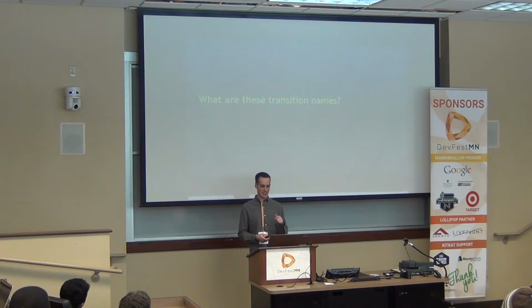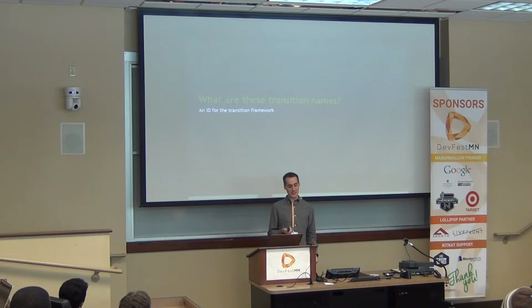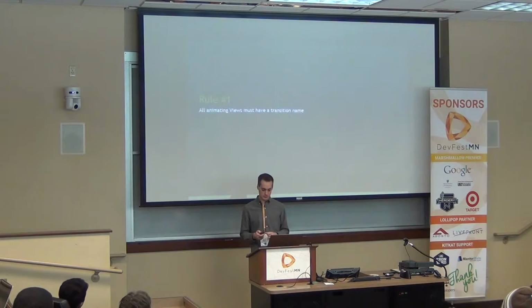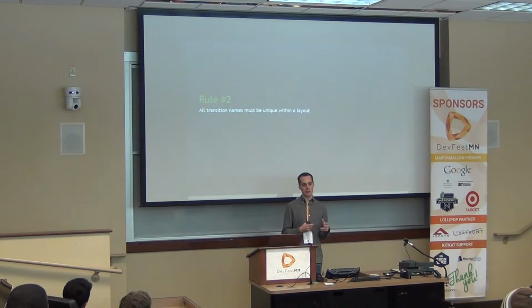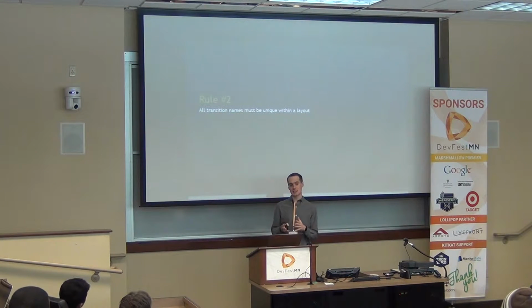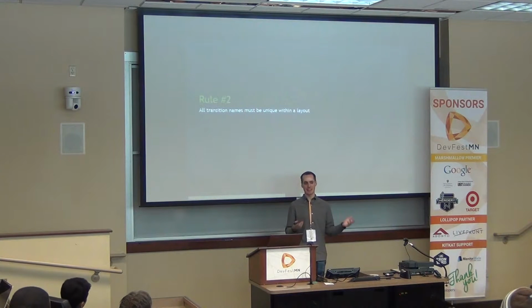So we're talking more about transition names right now. Like I said, it's just an ID for the transition framework, and everything that you transition will need a transition name of some sort. The first rule is that everything has to have a transition name. It's pretty straightforward. Second rule is that all your transition names have to be unique within a given layout. So this is pretty easy for something like a detail screen where everything is different. Where this comes into play is if you're using something like a recycler view or a list view, where you have a lot of the same views on screen. What that means is that you can't specify your transition name in XML for something like a recycler view row, because if you do that, then everything's just going to have the same transition name, and it's not going to work.